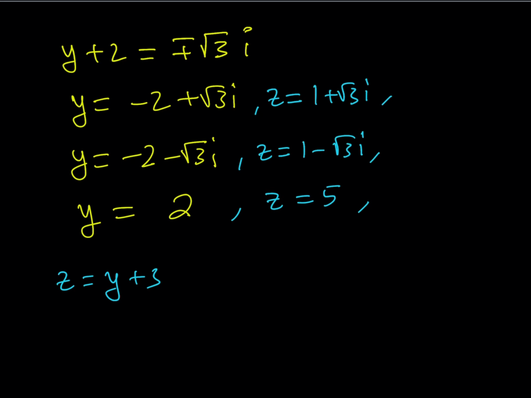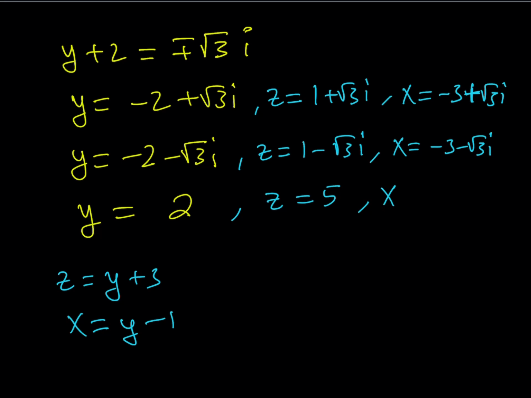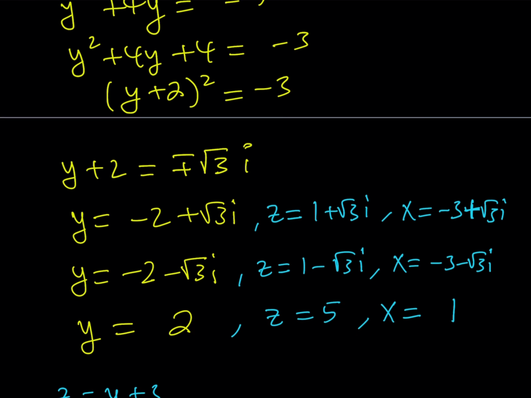And then let's go ahead and find the x value. The x value, as you'll remember, was y minus 1. And so we're just going to subtract 1 from each of the y values. So here x is going to be negative 3 plus root 3i. And then here it's going to be negative 3 minus root 3i. Notice that these are kind of like conjugates, right? Those x values. And here x is going to be 1. Okay? So we are getting basically 3 ordered triples as our solution.